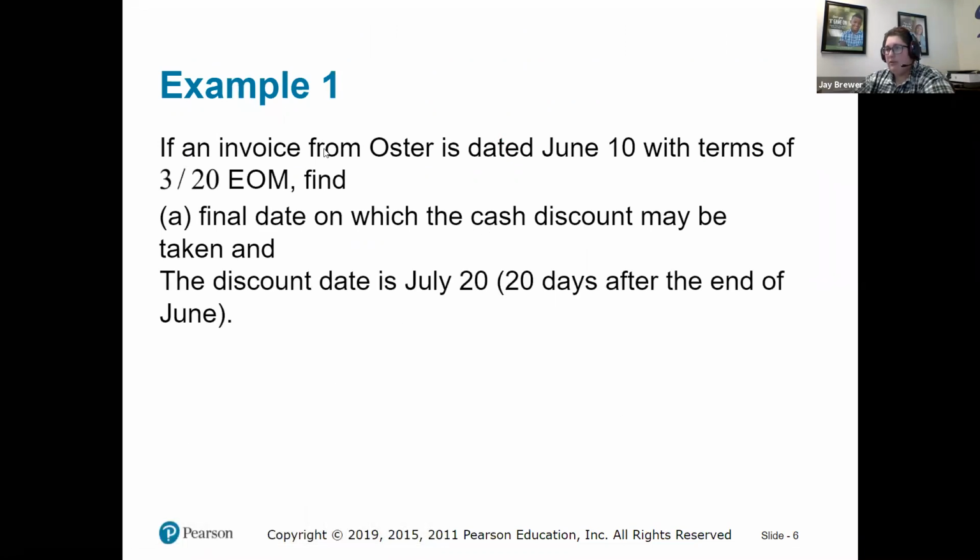So here it says if an invoice from Oster is dated June 10th with the terms of 3% within 20 days of the end of the month, find the final date on which the cash discount may be taken. So the discount date is July 20th, 20 days after the end of June. Okay? Or not okay? You guys let me know.